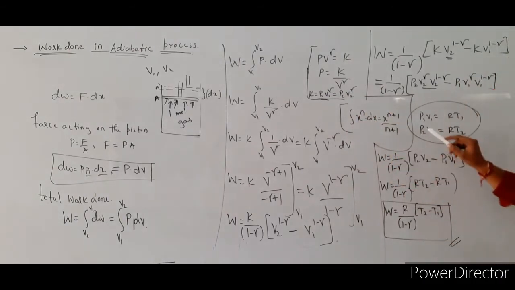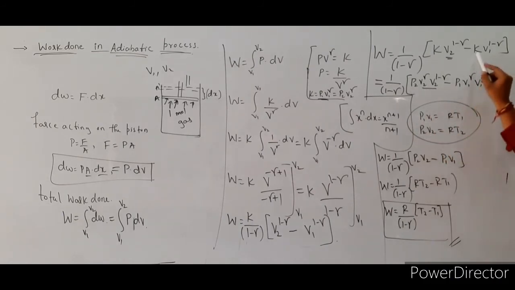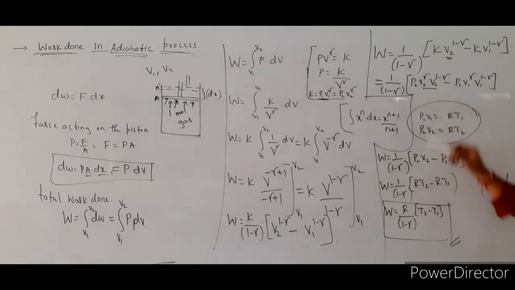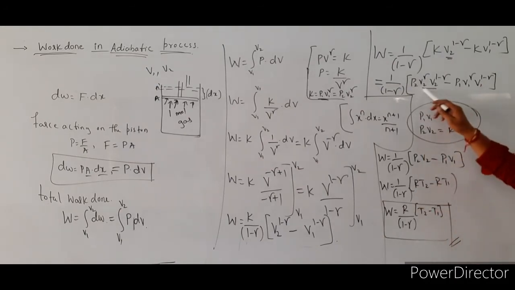Here V2 is there, we are substituting the K value as P2 V2, and here V1 is there, we are substituting the K value as P1 V1. Okay, so after that, V2 to the power of gamma and V2 to the power of 1 minus gamma is in the form of A to the power of m into A to the power of n, so then A to the power of m plus n.